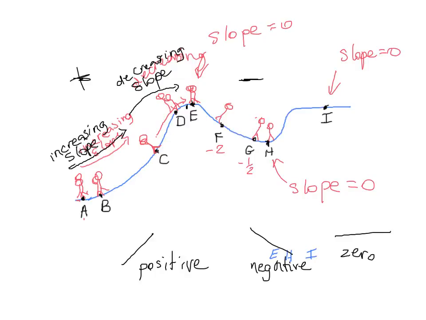So let's finish labeling our graph here. So going from E to F, it's going from 0 to negative. Oh, let's erase that. Hold on. All right, so going from E to F, it's getting negative, so it's decreasing. So it's still decreasing from the side before. From F to H, it's increasing because it's going from negative and approaching 0. So it's increasing.